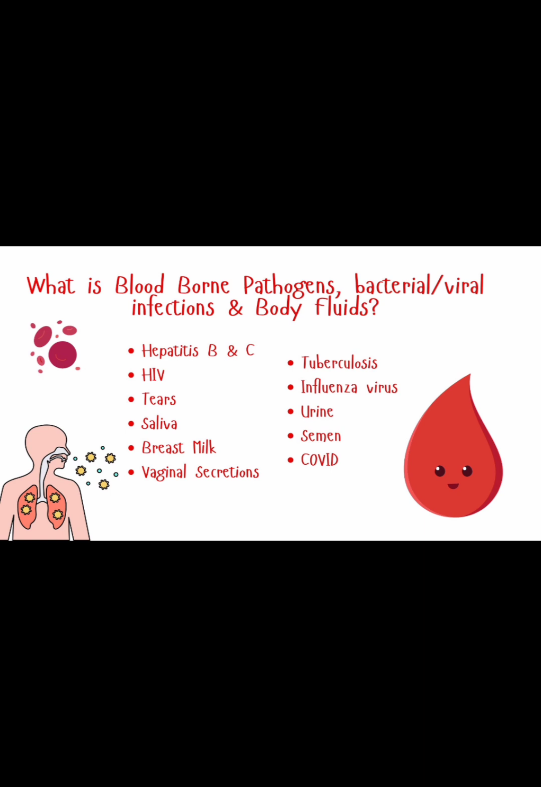So here's a few examples of some of the bloodborne pathogens. This includes bacterial and viral infections and body fluids. So some of those are hepatitis B, hepatitis C, HIV, tears, which are body secretions, saliva, breast milk, vaginal secretions, tuberculosis, influenza virus, which is, of course, a viral infection, urine, semen, and COVID.